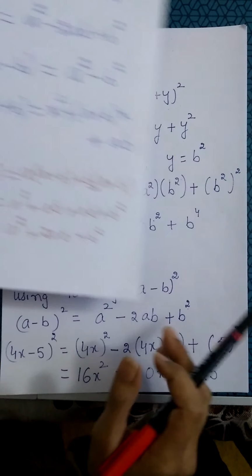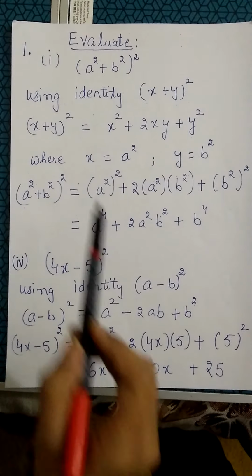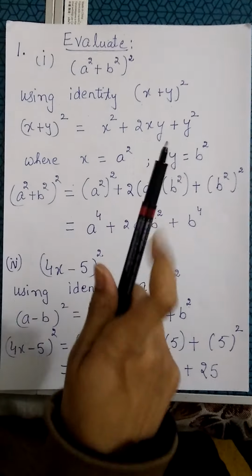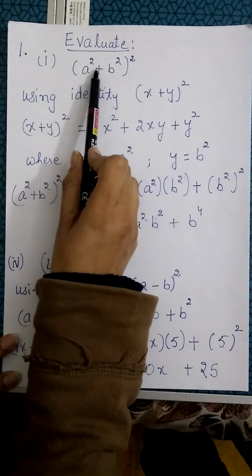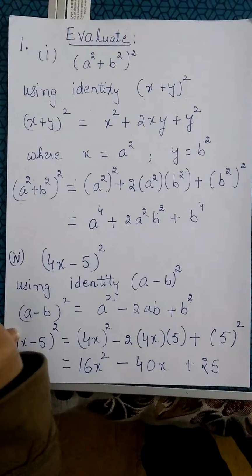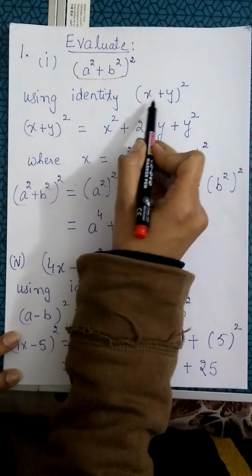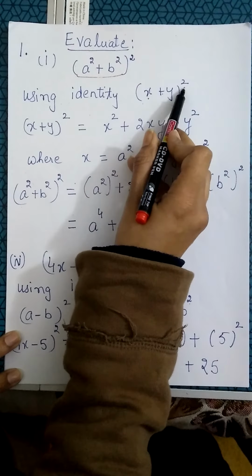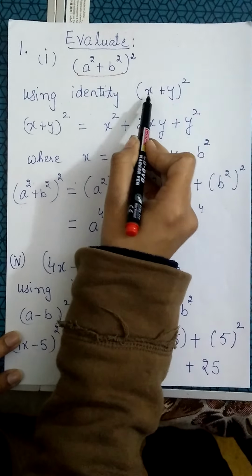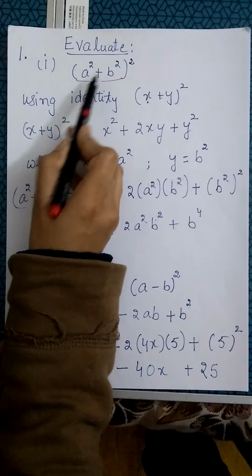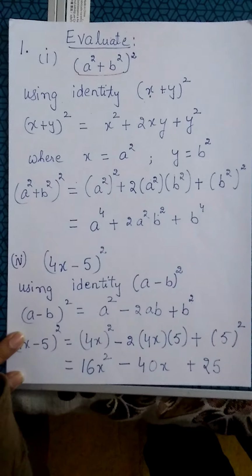Let us start with exercise 10.7. First sum, first part. We need to evaluate (a square plus b square) whole square. Now, we can easily see that we can compare this with the identity (x plus y) whole square. I'm using variables x and y instead of a and b because a and b are already in the question.